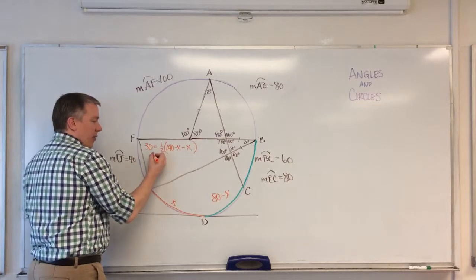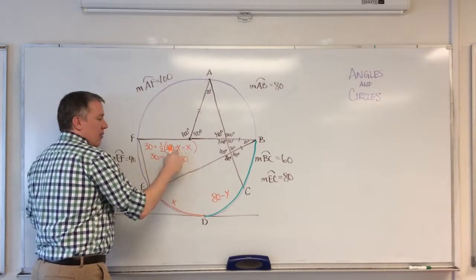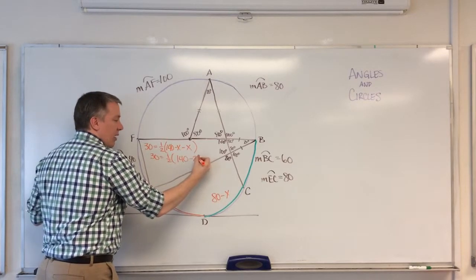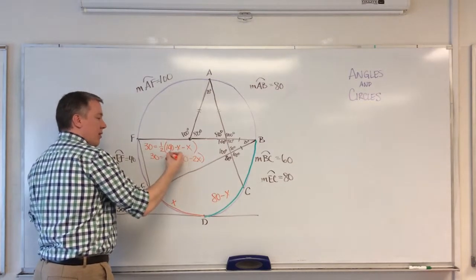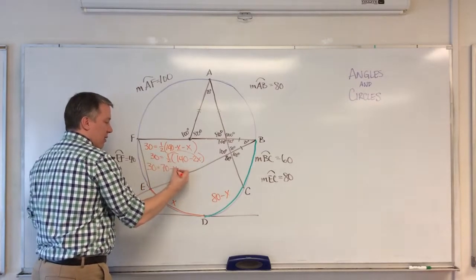So first I'm going to simplify what's on the inside. So 1/2, 140, there's minus x is minus 2x. Okay, I'm going to distribute. So 30 is equal to 70 minus x.